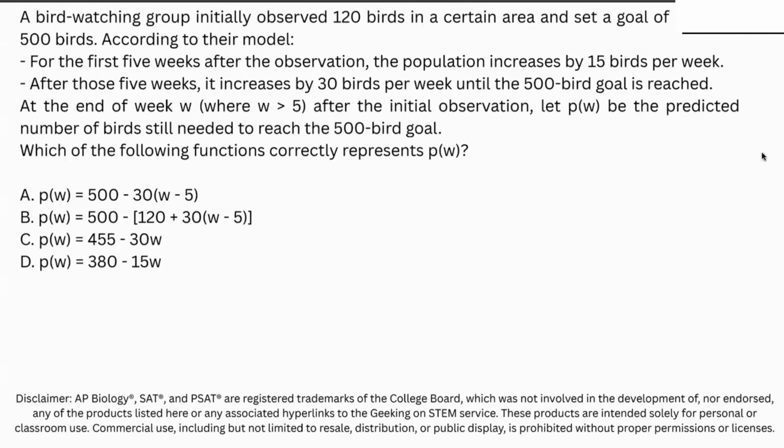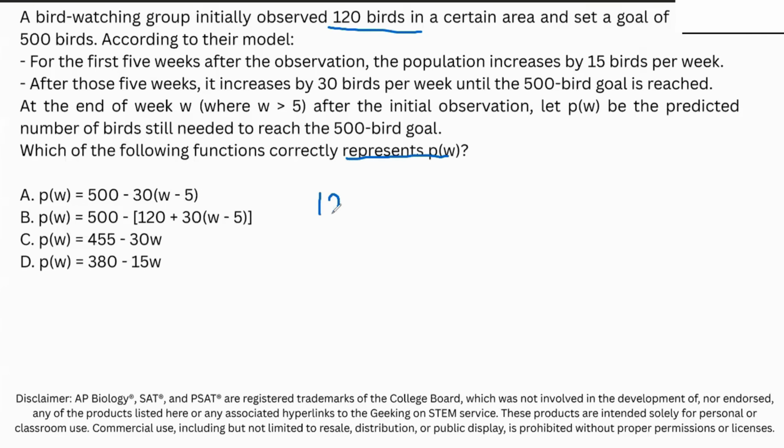Let's try to tackle the following problem together. First of all, they let us know that there is a set period of time, and they want to know basically in this problem which one represents P of W, which is, in other words, the birds that are still needed. So they want to know the leftover population of birds over a period of time. That's what P(W) represents.